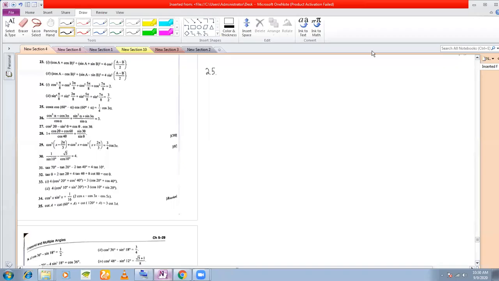So we start with 25. What you have here is cos alpha, cos(60 degree minus alpha), cos(60 degree plus alpha) is equal to 1/4 cos 3 alpha. You have to prove that this is equal to 1/4 cos 3 alpha.